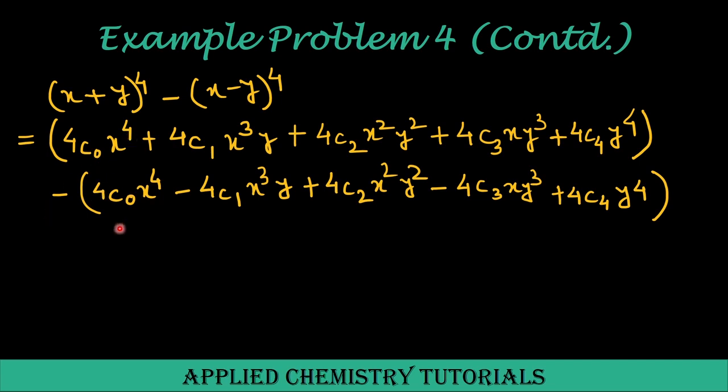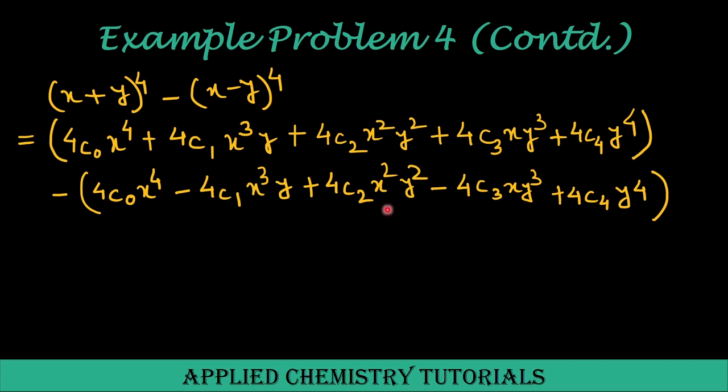So these two terms will cancel each other, and again this is 4C1 x^3 y and this is minus minus plus, so this will again be 4C1 x^3 y, so these two terms will not cancel each other. Again 4C2 x^2 y^2 and this is minus 4C2 x^2 y^2, so these two terms will cancel each other. This is 4C3 x y^3 and this is minus minus plus 4C3 x y^3, so this will not cancel each other. And finally we have 4C4 y^4 and this is minus 4C4 y^4, so these will cancel each other.